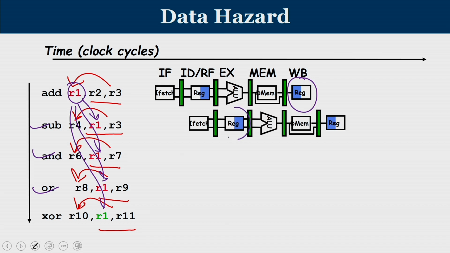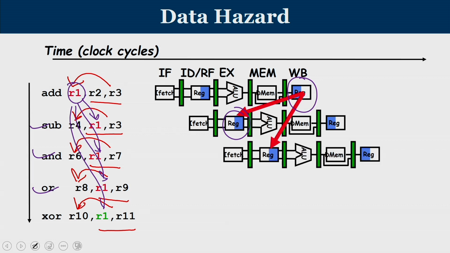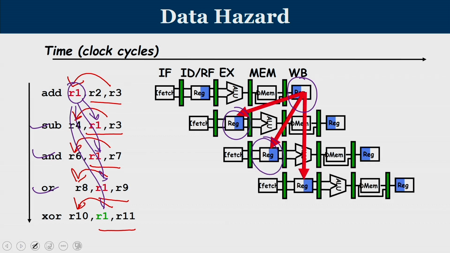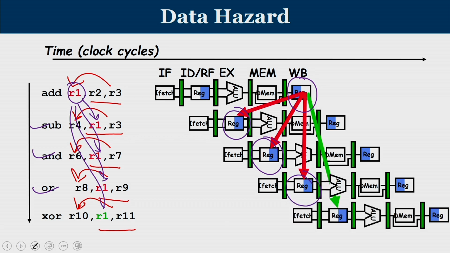So it is at this point you want the value of R1 for subtraction. So, the value that will be available only at the write back stage is actually read prior to writing it. Similarly, for the AND operation also, the value of R1 is needed here. For the OR operation also, the value of R1 is needed here. But when you take the XOR operation, by this time the value of R1 is already written, so the value of R1 that is read by the XOR instruction, the fifth instruction, will be correct. Whereas, all other previous instructions are going to read an older value of R1.